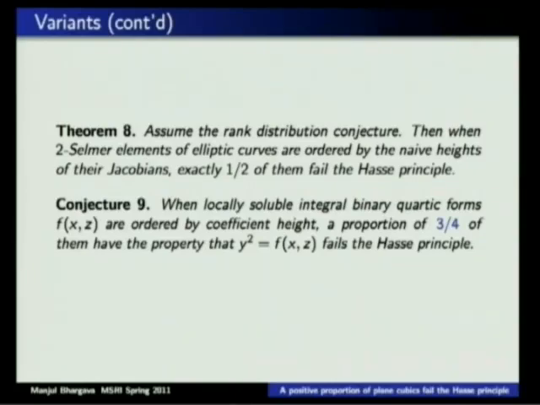So I think that for binary quartic forms, the y squared equals f problem, even more of those fail the Hasse principle. And the way we get the 3/4 is exactly the same argument as we used to get 2/3. But because the average size of 2-Selmer is only 3 instead of 4, that changes the constant a little bit. So the probability actually goes up a little bit for the failure of the Hasse principle for binary quartic forms as opposed to ternary cubic forms. Okay, I'll stop there.